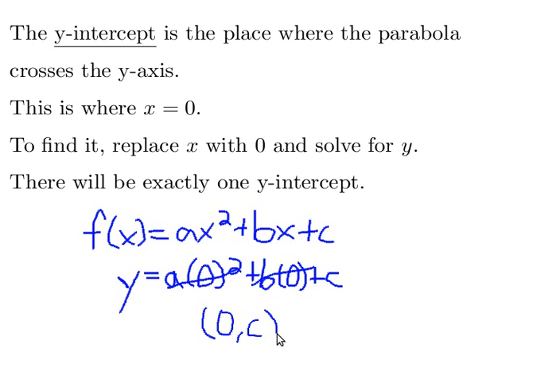Now, the reason why I'm not putting this in the formal definition, more or less, is because there are going to be cases where if you have something other than a polynomial, then the y-intercept will not be c. It'll be something completely different because we're dealing with a completely different type of problem. But that's why I'm not putting that in the formal definition, more or less.